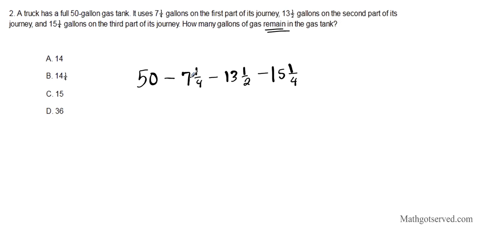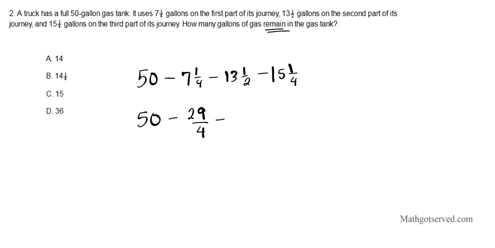Okay. All right. So let's express this as an improper fraction, so we can find the LCD. So we have 50 minus. To make this improper, I'll multiply the 4 times 7 and then add to the numerator. Okay, so 4 times 7 is 28 plus 1 is 29.